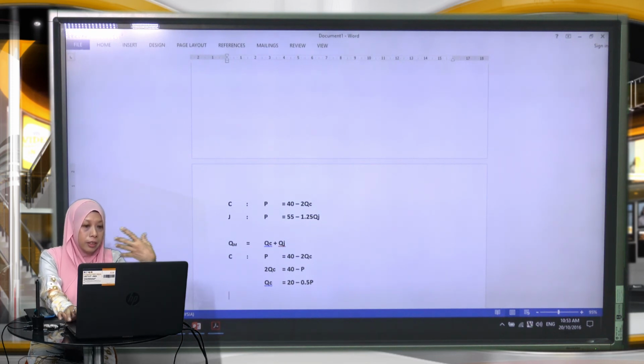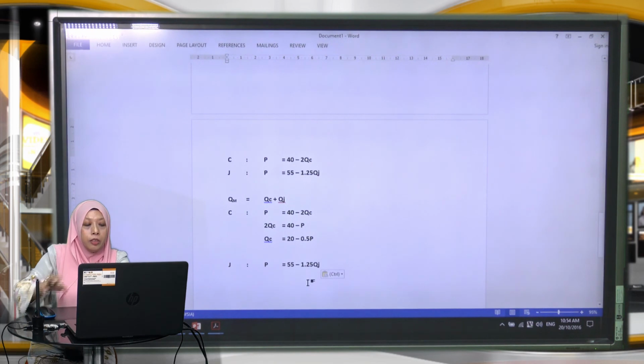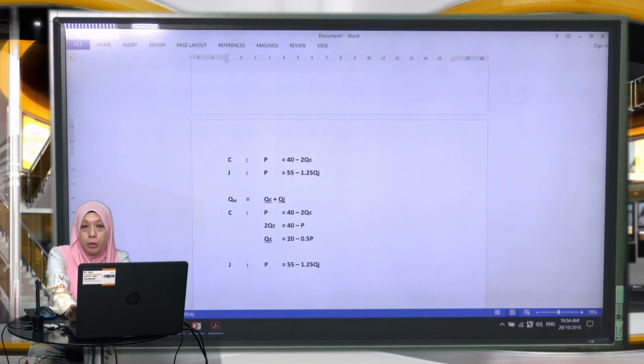Now you already have your demand function for Ceria charity, but you can see that it is no longer in the conventional form. So let us do the same thing, this time for Jaya charity. For Jaya, it's P equals 55 minus 1.25 QJ. Remember, we want QJ to be the dependent variable and price to be the independent variable. So let's rearrange it. Negative 1.25 QJ, you bring it to the other side, it becomes 1.25 QJ equals, you already have 55 here, and P, when you bring it to the right hand side, becomes negative P.